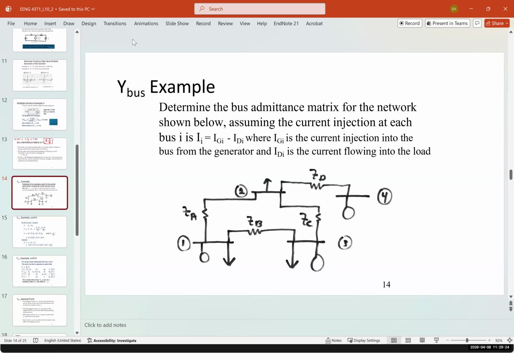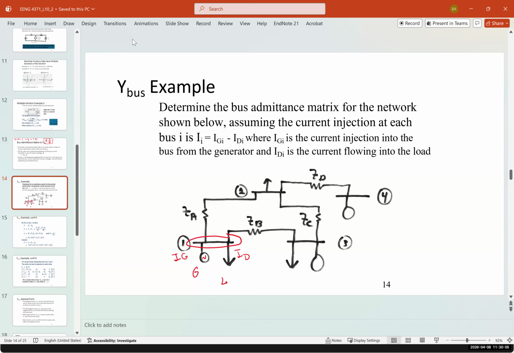Now, we have a network here, and we want to determine the bus admittance matrix, assuming the current injection at each bus i is equal to IGi minus IDi. Now, the round one is the generator, and the arrow shows the load. The generator current is IG, the load current is ID. So at this node, let's say I1, you're going to have IG, the generation, minus the load that you have.